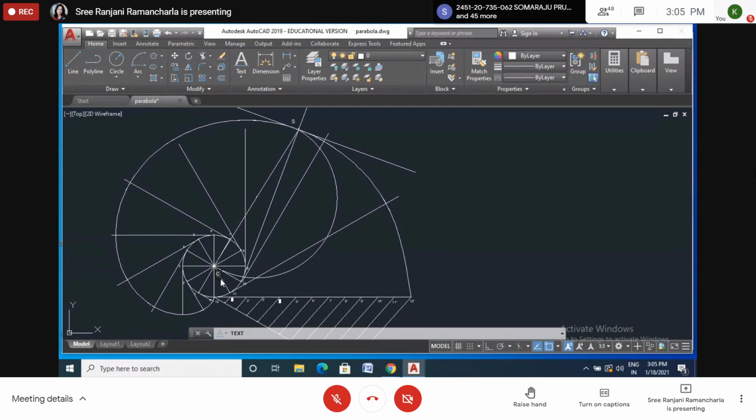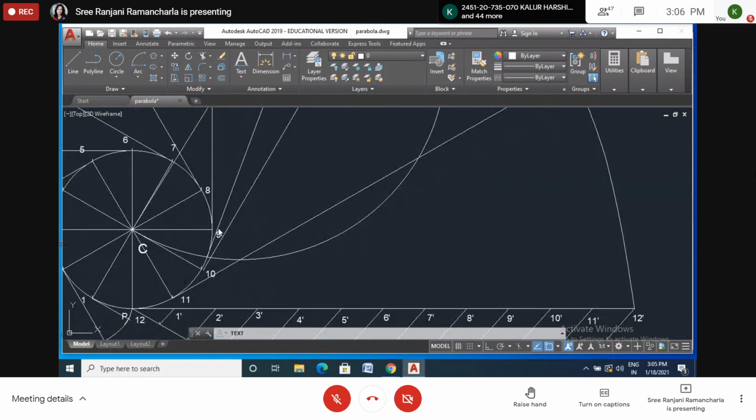After joining to the center of the circle, bisect the line C, S. I will write the bisector as O. So with center O and OS as radius, draw the semicircle.